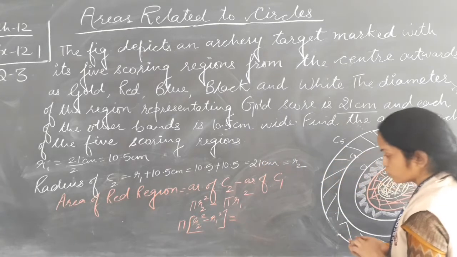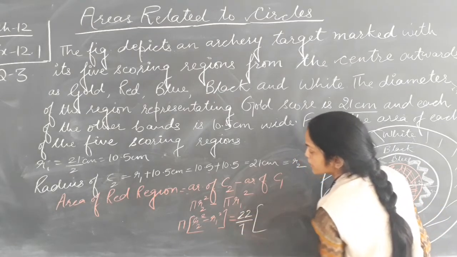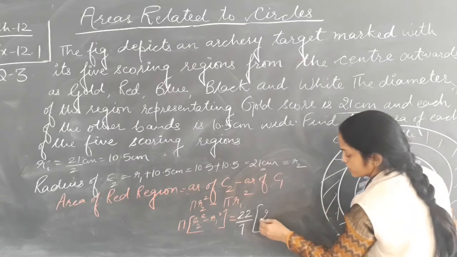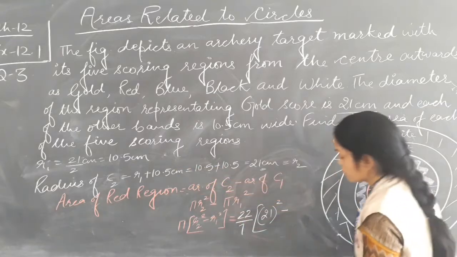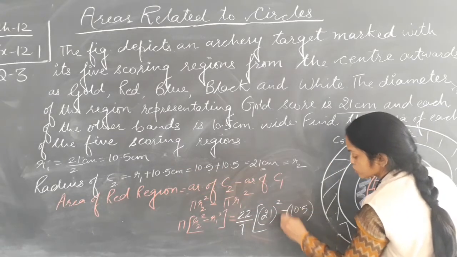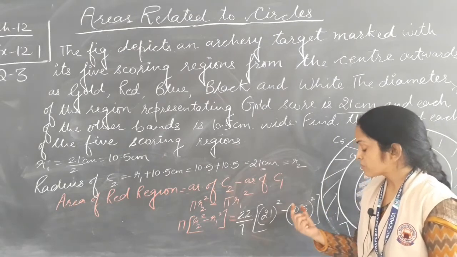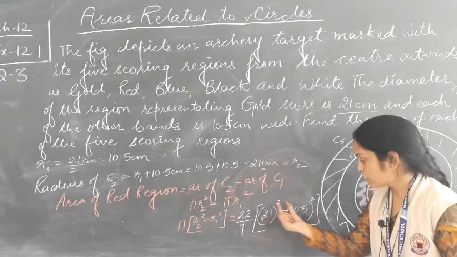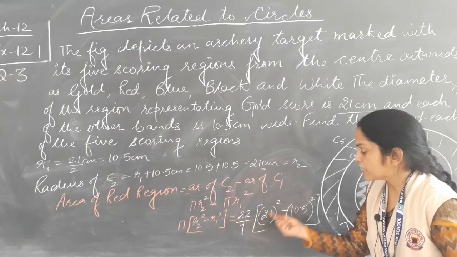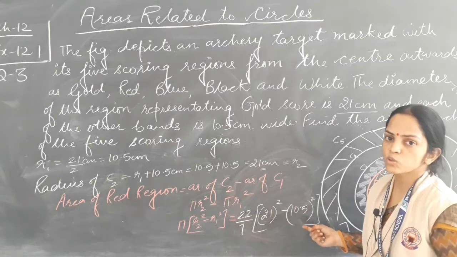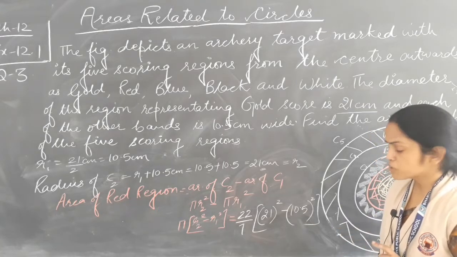Now put their values to solve. Pi will be replaced by 22 upon 7, multiplied by R2, which is 21, so 21 whole square minus R1, which is 10.5 centimeters, so 10.5 whole square. Now after this, it is up to you, 10th class. You can do the square of 21 and 10.5, or I told you there is a second method also. We can apply the a square minus b square formula to reduce calculations. So here I am applying the a square minus b square formula.